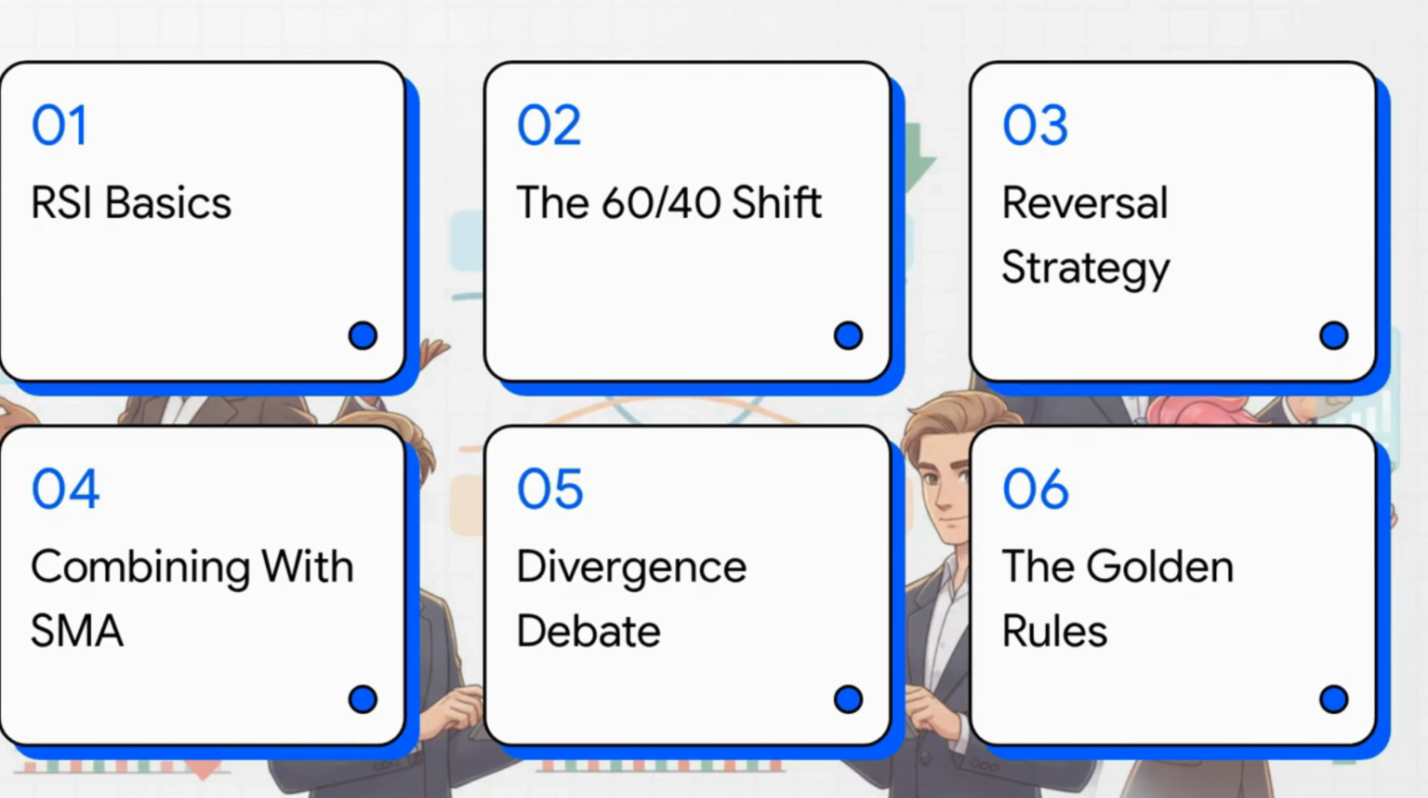Here's the roadmap for this explainer. We're hitting the RSI basics, the 60-40 modern shift, the reversal strategy, how to combine it with an SMA, the big divergence debate, and wrapping up with the golden rules. Okay, let's dive right into this.